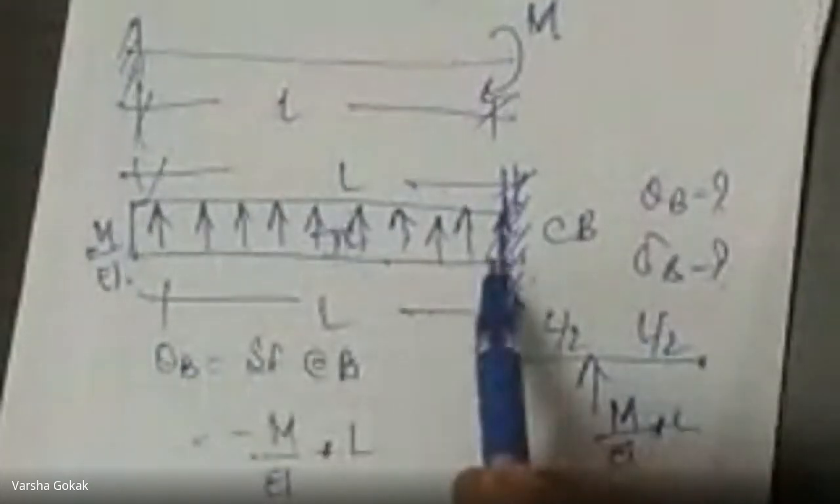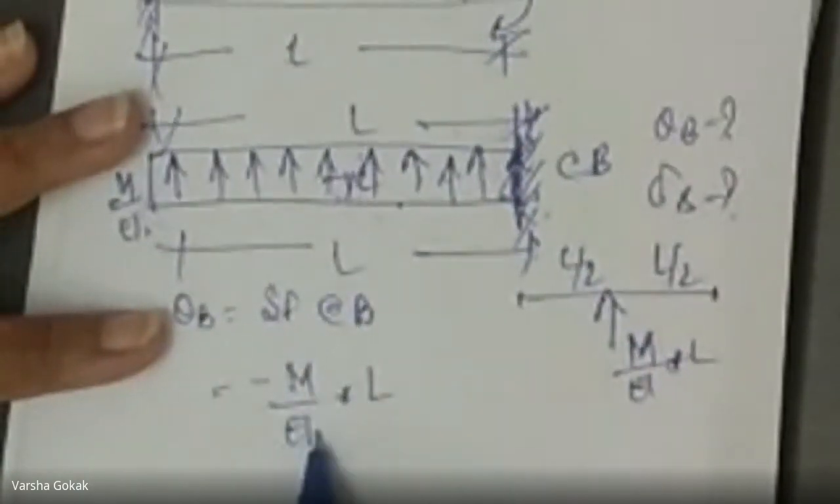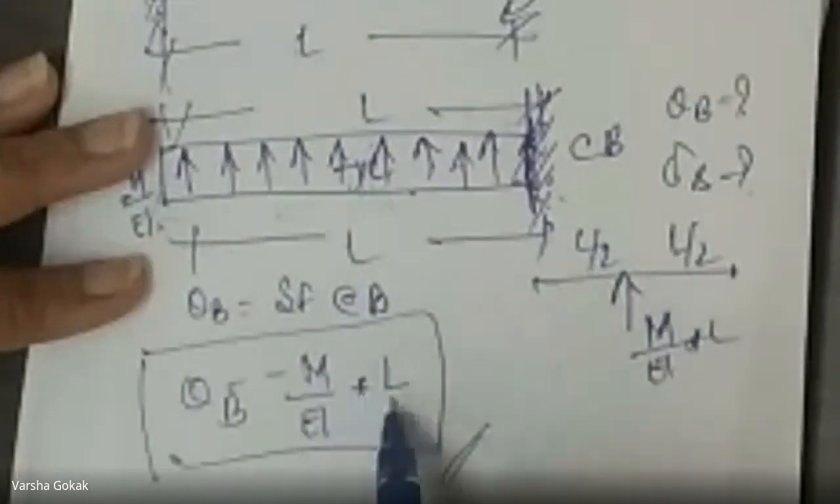Okay, so when I'm finding the shear force at this point, it is nothing but what? The area of this. Area is going to be M by EI into L. So M by EI into L with a negative sign gives us the theta B value. That is the slope at point B.